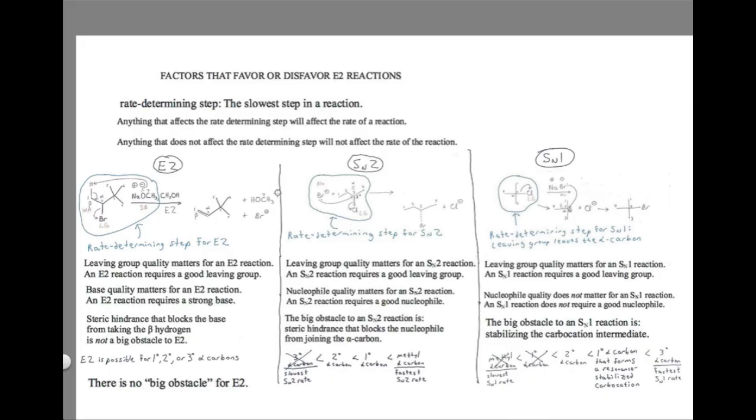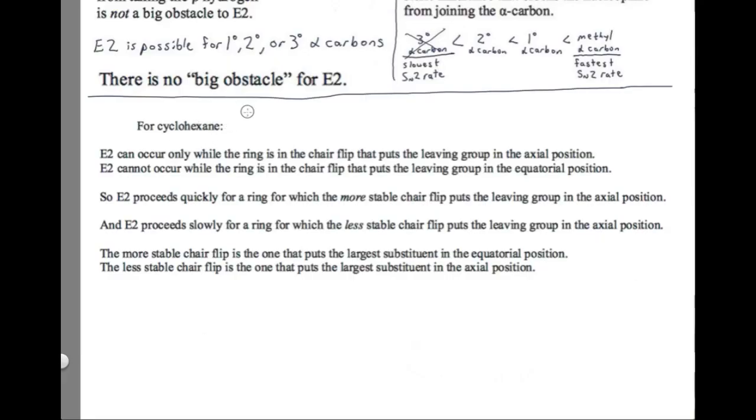Well, here's the answer. For a cyclohexane ring, we learned in the previous video that E2 can occur only while the ring is in the chair flip that puts the leaving group in the axial position. While the ring is in the chair flip that puts the leaving group in the equatorial position, E2 cannot occur. Therefore, E2 will proceed quickly for a ring for which the more stable chair flip puts the leaving group in the axial position. And if you have a ring for which the less stable chair flip puts the leaving group in the axial position, E2 would proceed slowly for that ring.